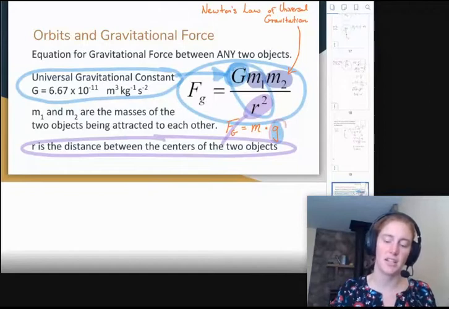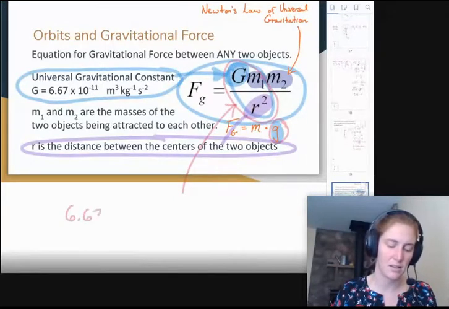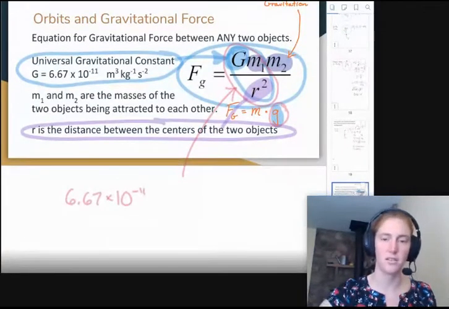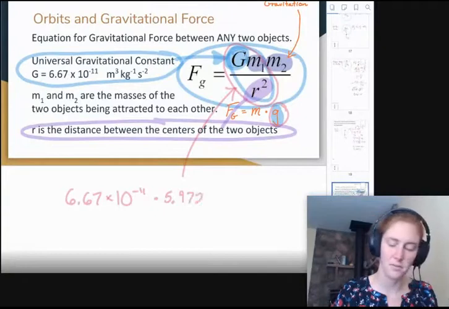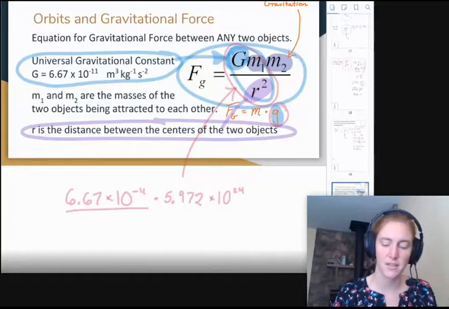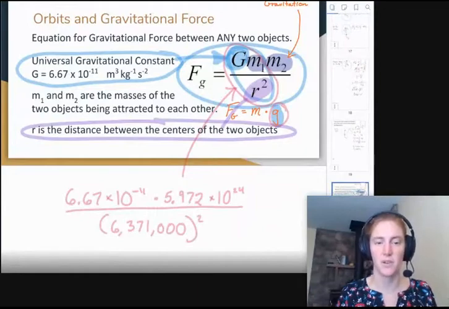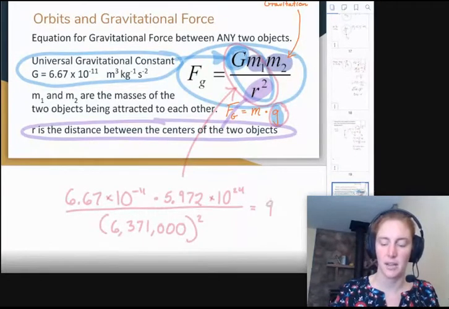All right, so when we're talking about orbits and gravitational force, now you know why it's an r. And this g is the same as all of this stuff. So if I take a look at this, the G is a constant, 6.67 times 10 to the negative 11. And then I have the mass of the Earth, which is 5.972 times 10 to the 24, and I divide that by the radius of the Earth squared, which is 6,371,000 meters, and I multiply all that together and divide it, I get 9.8.